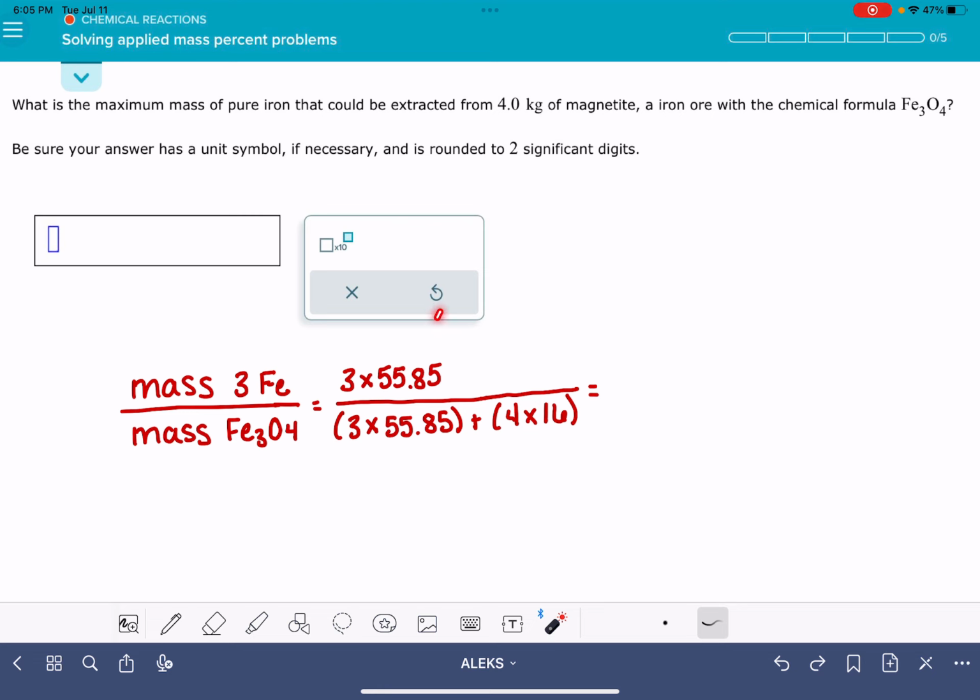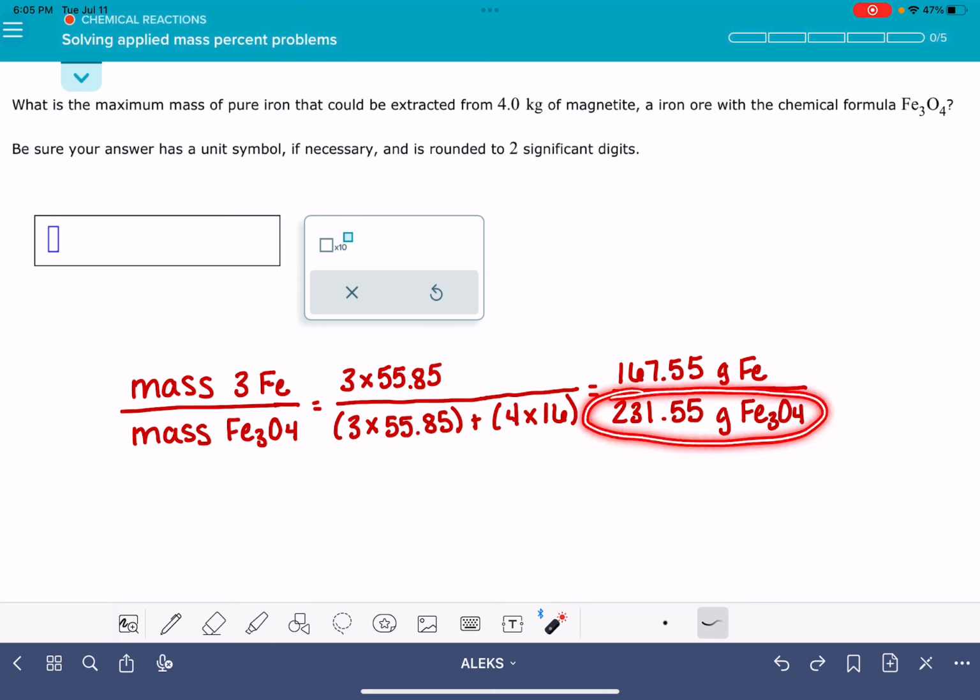I'm going to use the periodic table. That's the atomic mass of iron. That's the atomic mass of oxygen. I'm multiplying this by 3 because there are 3 irons in the molecule. I'm multiplying this by 4 because there are 4 oxygens in the molecule. So again, this is going to give me the total mass of the 3 iron atoms per the total mass of the compound. Here's the math worked out. This is just the 55.85 times 3 over the total mass of the compound.